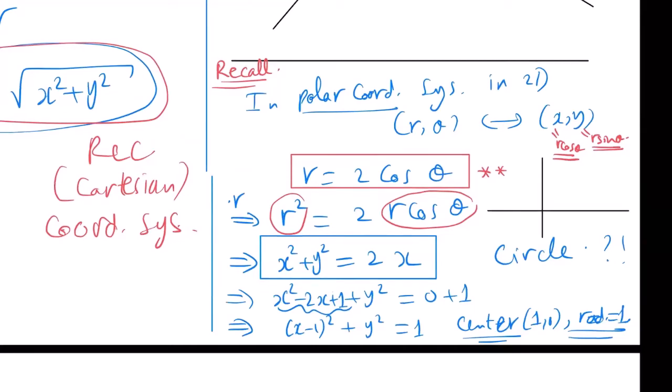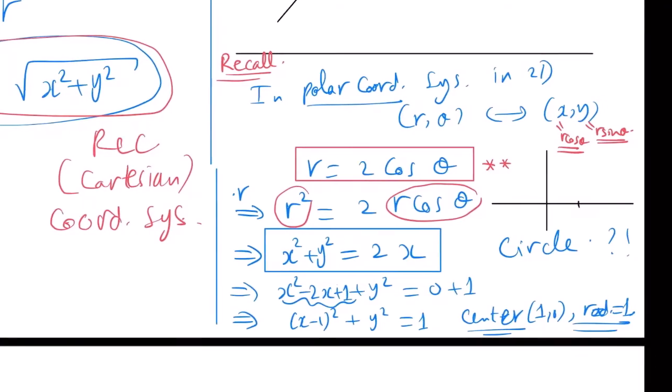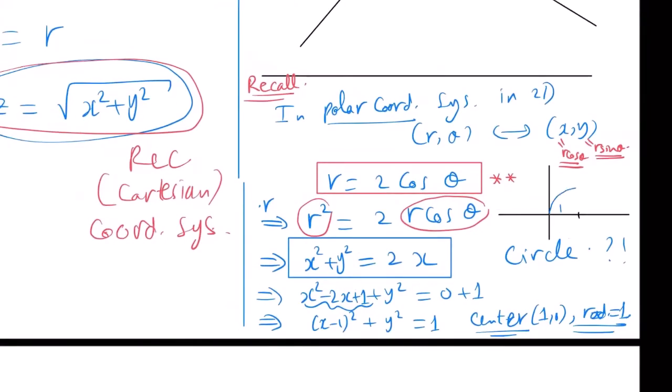We have a center (1, 0), and radius 1. So this is the circle. It's a circle with radius 1, but with center (1, 0). The center is not at the origin. This is very important. It can be r equals 2 sine theta. You get the circle on the y-axis.